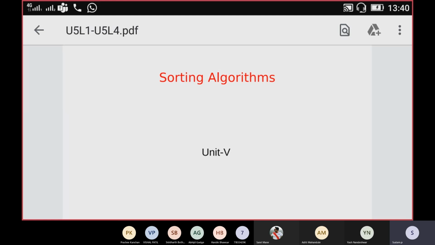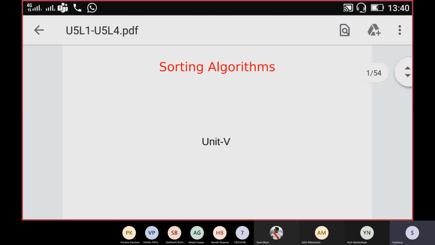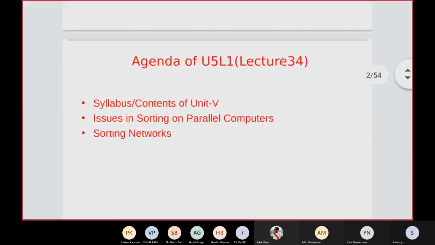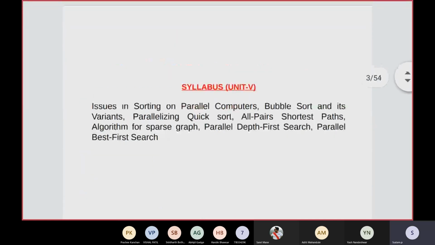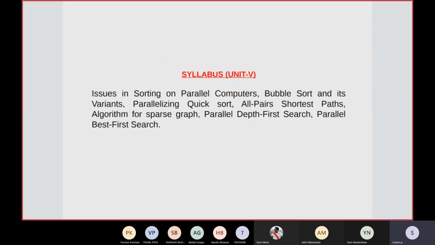In the last lecture we finished unit number 4. Today we'll start our next unit, unit number 5. The syllabus of unit number 5 is given here. If you see, unit number 5 generally contains the sorting algorithms and the searching algorithms. The first topic will be issues in sorting on parallel computers. We'll discuss this topic today.